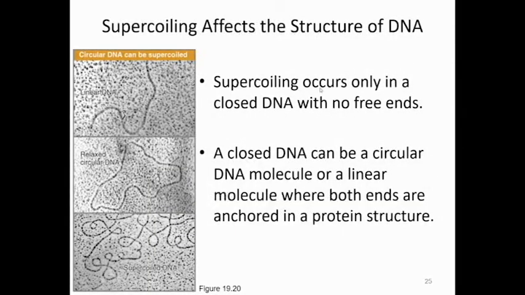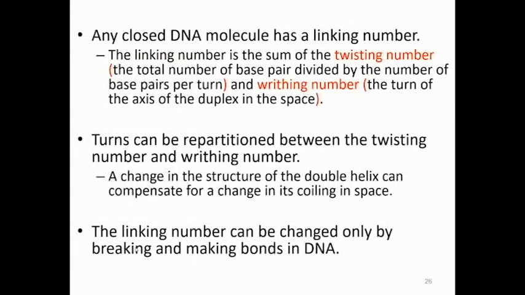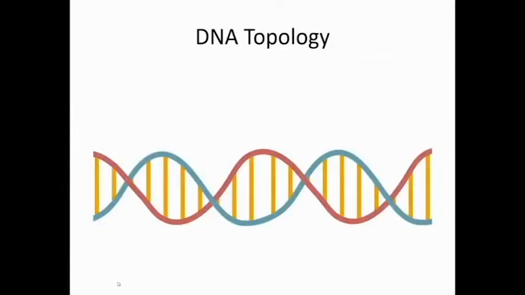So supercoils occur in closed DNA with no free ends. That's in the live cell. This is linear DNA. This is relaxed circular DNA. This is supercoiled DNA. The DNA will automatically form this supercoil, because remember, they have to make sure the conformation has the least free energy. That's why they become stable, right? So now, let's watch this video on DNA topology. It's very important.